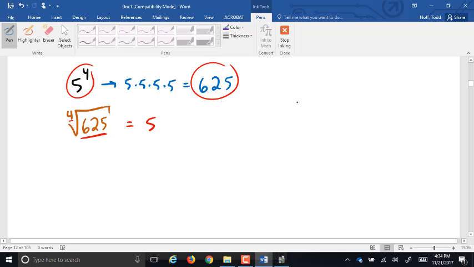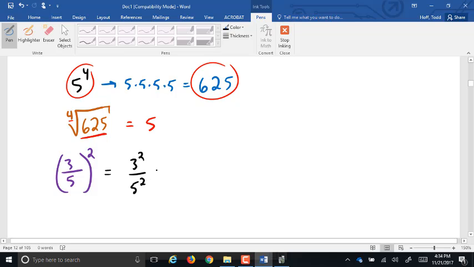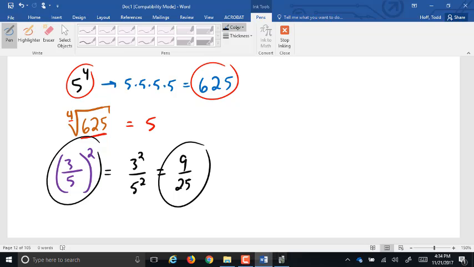If we look at some of our more awkward numbers we've worked with, things like 3/5, if I square a fraction, do you remember the shortcut for doing that? We actually can apply it to the numerator and denominator separately. What is 3 squared? 9. What is 5 squared? 25. So 3/5 squared is 9/25.